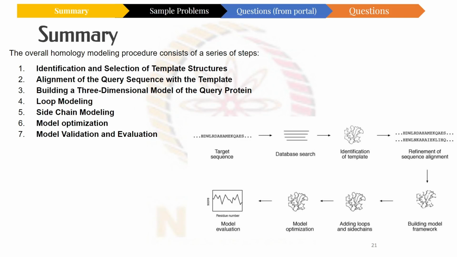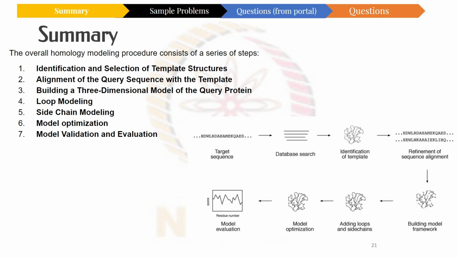Then we have model optimization. So model optimization mostly involves adjusting the position of atoms in the molecule to reduce any clashes or steric hindrance between them, that is energy minimization. So it is a process wherein it calculates the potential energy of the model and adjusts the positions of the atoms to minimize this potential energy.